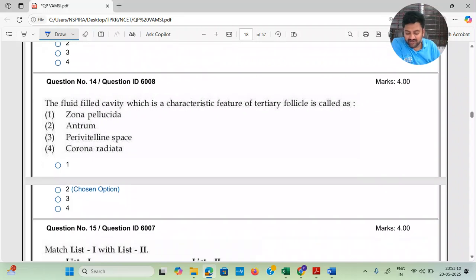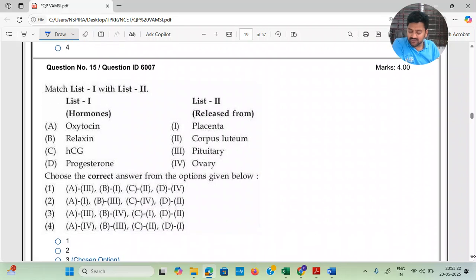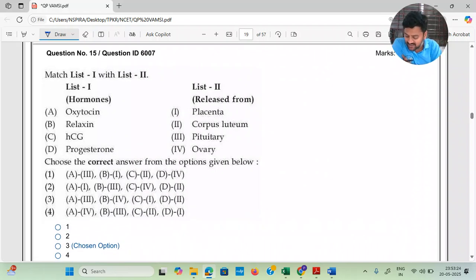A fluid-filled cavity, which is a characteristic feature of tertiary follicle, is called as second option, antrum. Moving to the question number 15. Again, there is a match the following type where you can see oxytocin, pituitary. So there are two options. Either it can be first one or third one. Let us move to the second one. Relaxin. Relaxin is related to ovary. So here third one will be the most suitable answer.